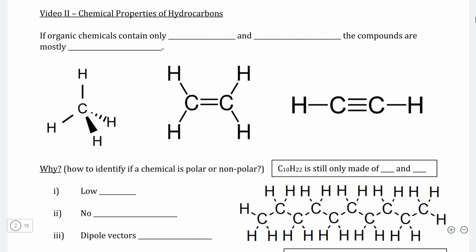Before we take an extended look at the structure and naming conventions of organic molecules, we're going to take a look at the chemical, specifically the molecular polarity of hydrocarbon molecules, which, as you'll recall from the previous video, are elements that contain only carbon atoms and hydrogen atoms bonded to each other like this.